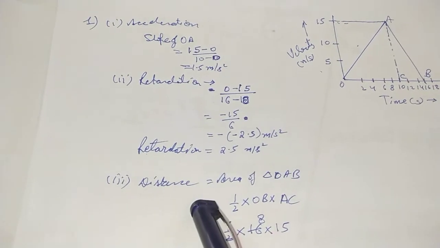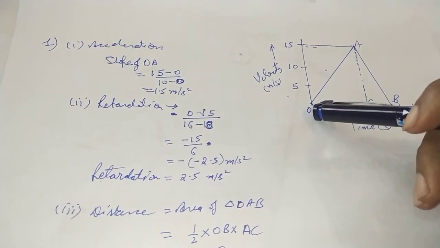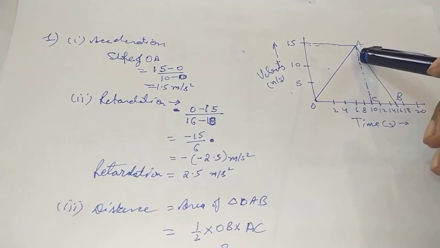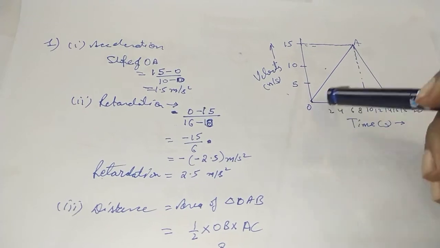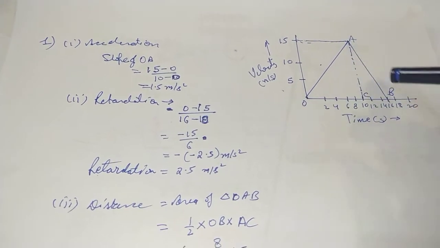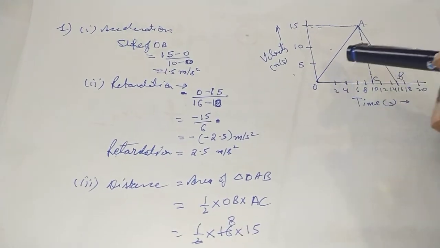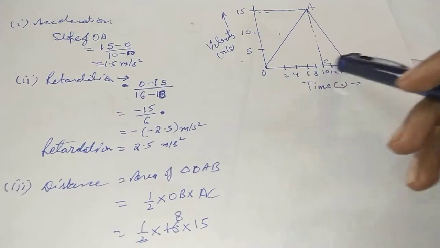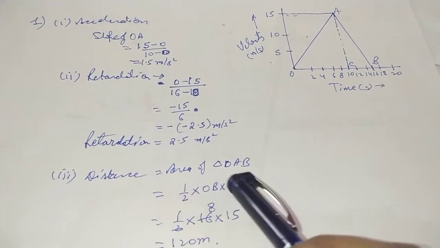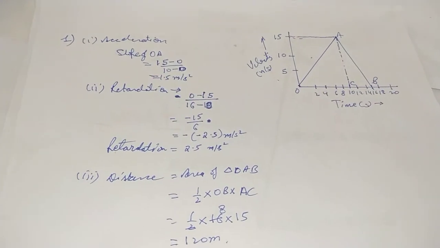Now, let us calculate the distance. For the distance, the object starts from point O, reaches point A and then finally stops at point B. So, that means the figure that gets formed with the x-axis is a triangle. To calculate the area of the triangle will give us the displacement present over here. The area of this triangle will be half into base into height. So, that is what we are going to put in and we will get the displacement to be 120 meter.